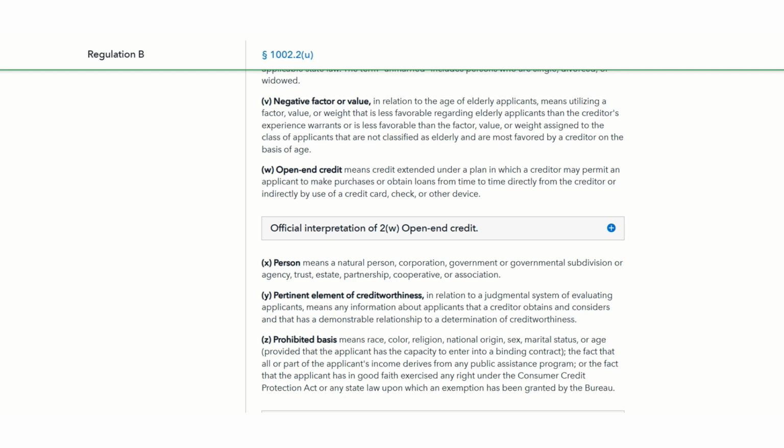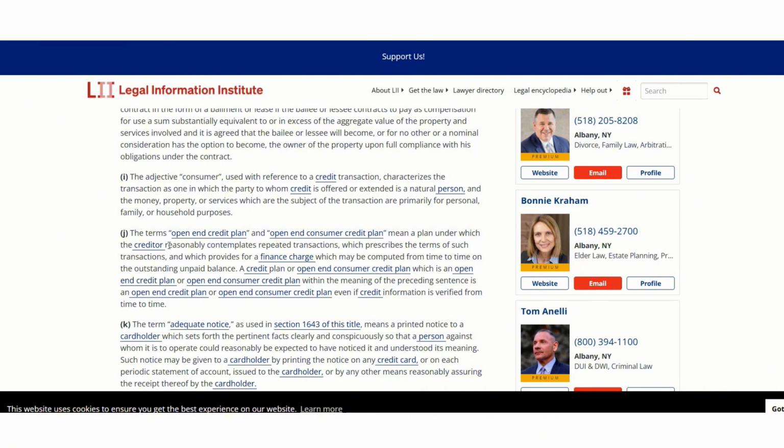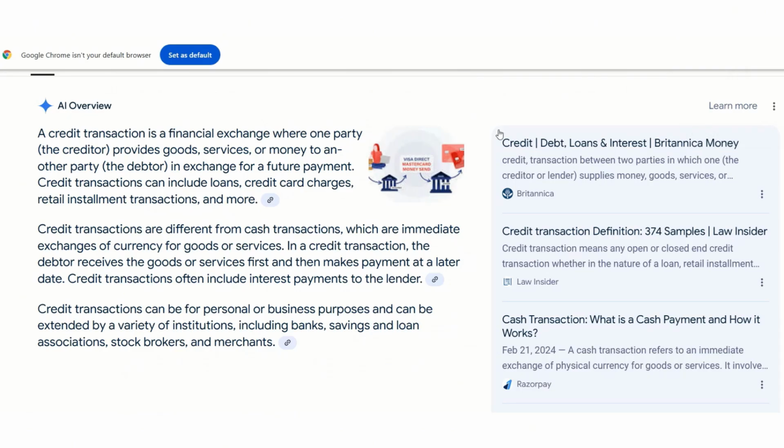And we already know under 1602 we are under an open-end consumer credit plan, which means a plan in which the creditor reasonably contemplates repeated transactions. So we understand that repeated transactions could also mean credit transactions often include interest payments to the lender. That's what they will call it, interest payments, when you are repaying a loan by when they send you these statements, which we're going to get into.